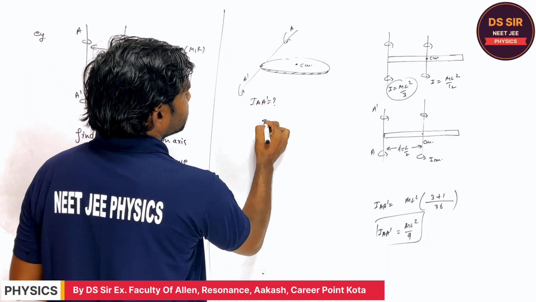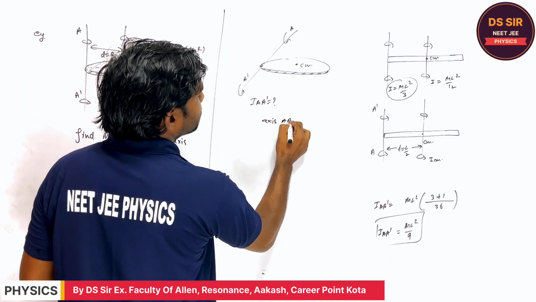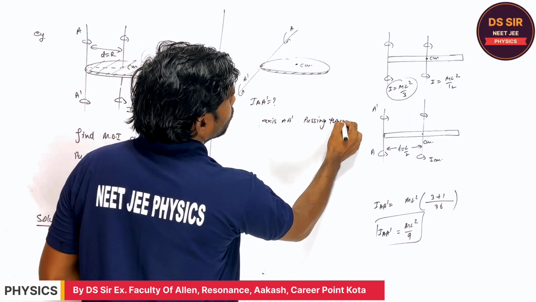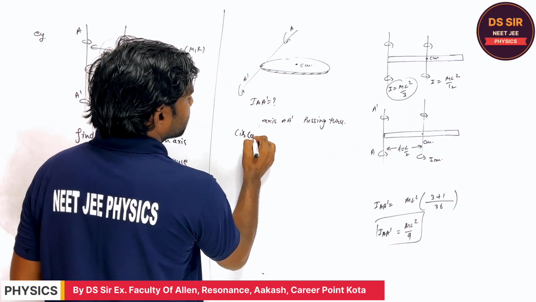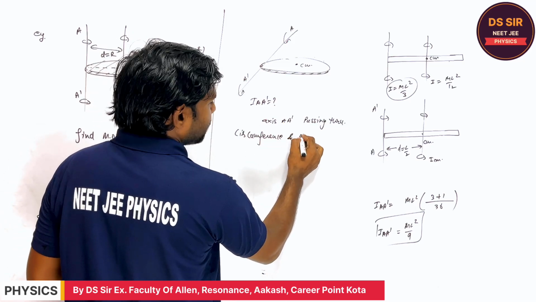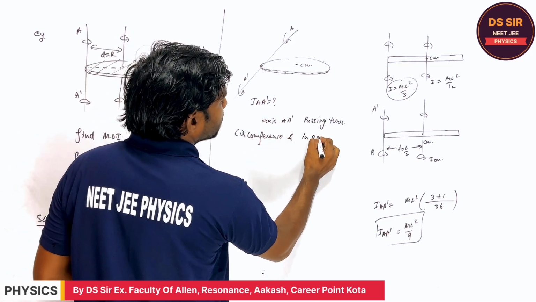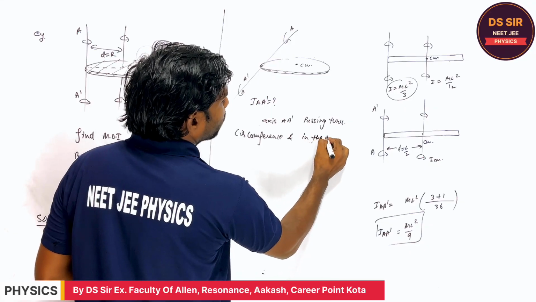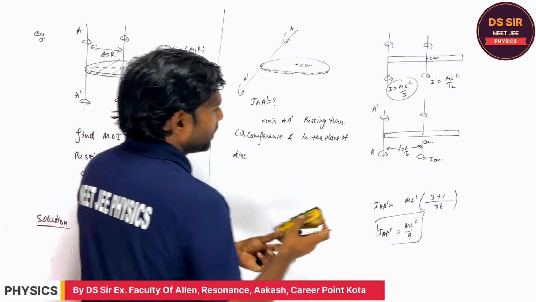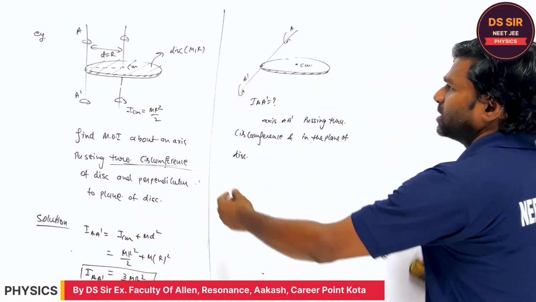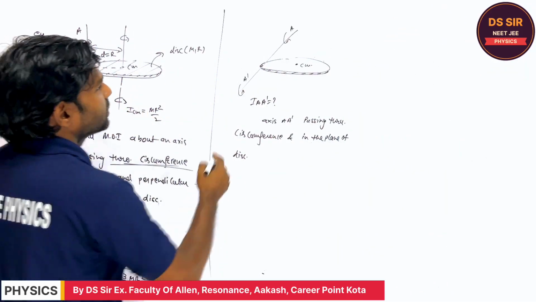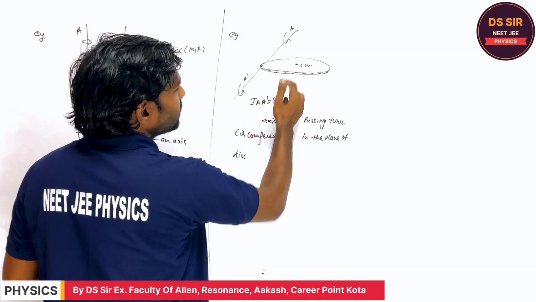Axis A dash, passing through the circumference and in the plane of the disk. This is the question. This is the axis passing through the circumference and perpendicular to the plane of the disk. So can you find this answer?